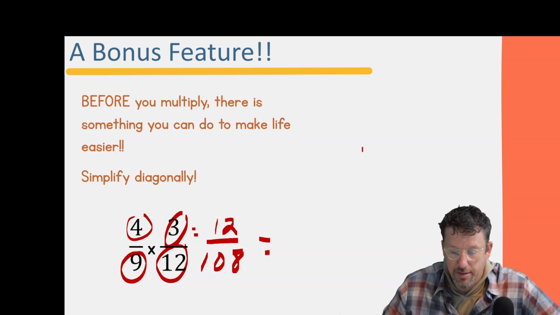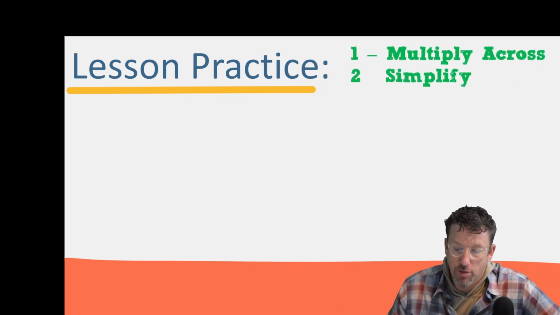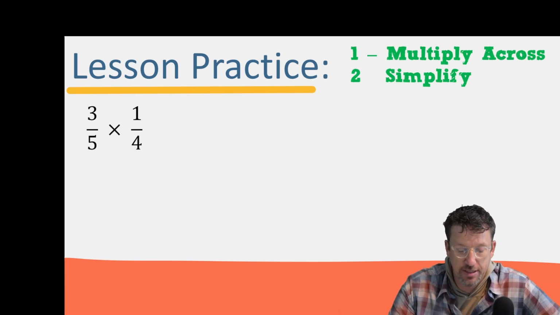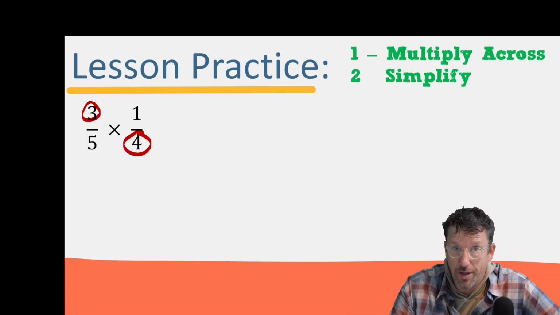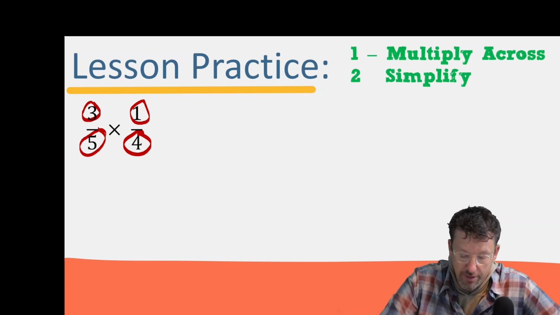Next slide. So let's do a little practice here. Multiply across, then simplify. That's the only rules we have. So multiply across, but first, can we simplify? So this is an example of looking diagonally, 3 and 4. Is there a number that will go into both 3 and 4? Just 1, so that can't be simplified. And if you have a 1 involved, like this one, 1 and 5, you can't simplify because 1 is already completely simplified. So in this case, there's no simplifying we can do first, all right?